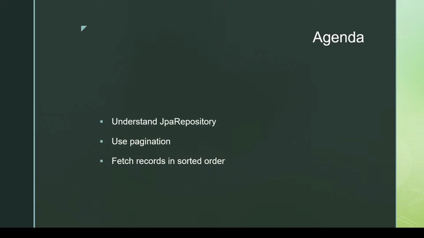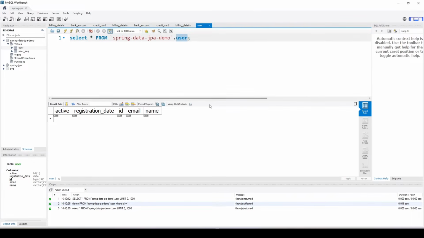So let's get started. Starting with the database table, here we see that we have this user table in this database, and this table has 5 columns and it's empty right now. We'll insert few records in this table so that we can use the pagination and sorting.